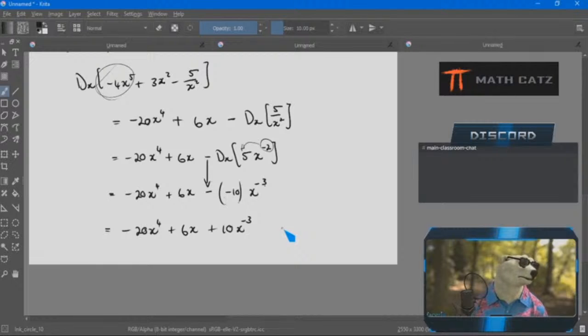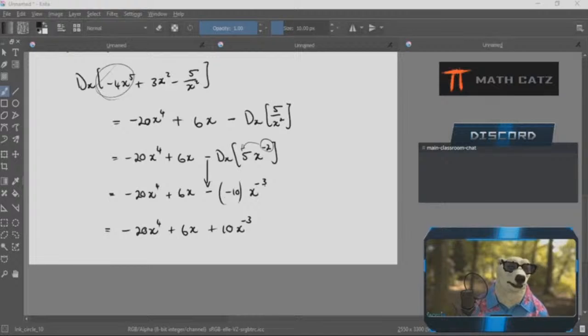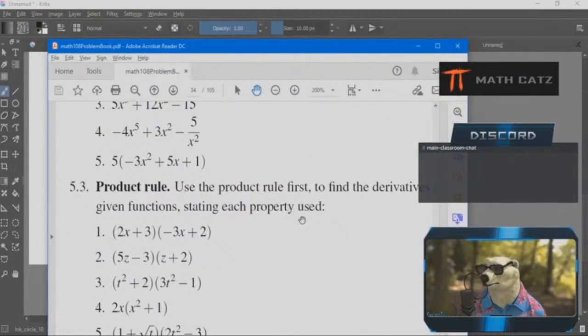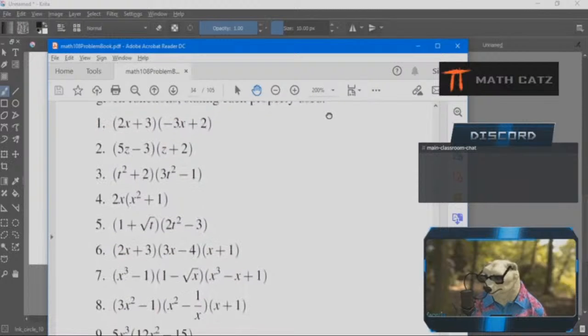Show as much or as little detail. It's up to you. Now, for example, we'll just scan ahead at problem 5.3. I'm not doing 5.3 yet. That's for tomorrow. But see here how it says, stating each property used. That means stretch it out. Say each property. Show the detail. Don't use the limit definition, but don't do it in the shortest way possible either. So be aware of what the question is asking.